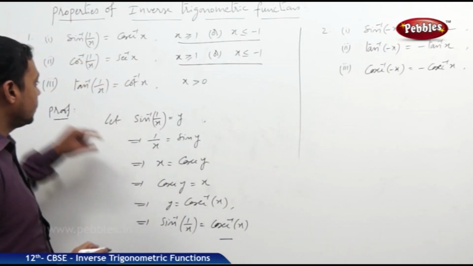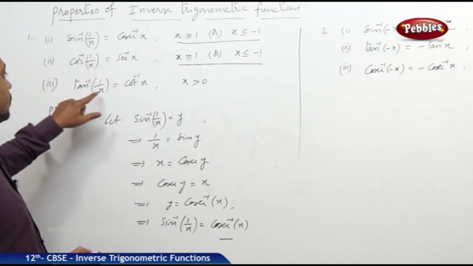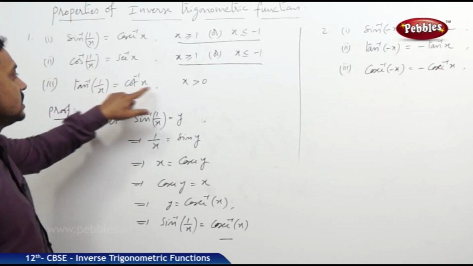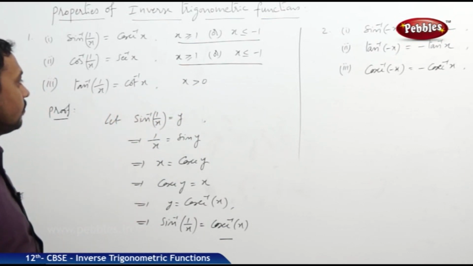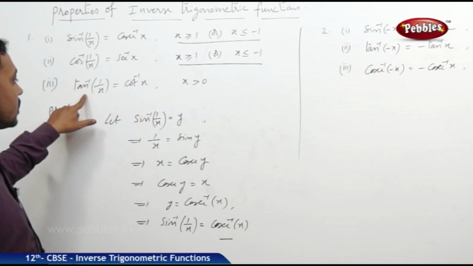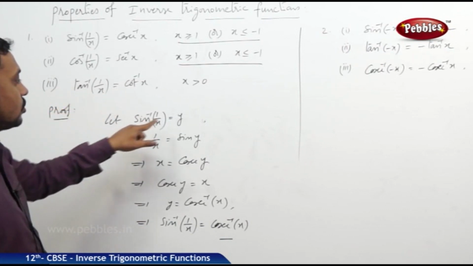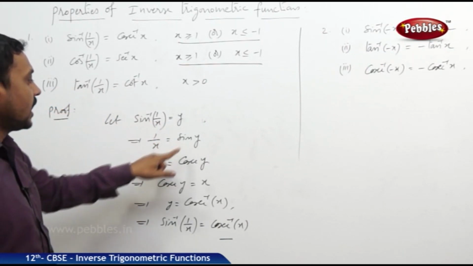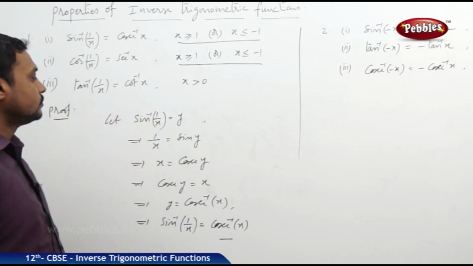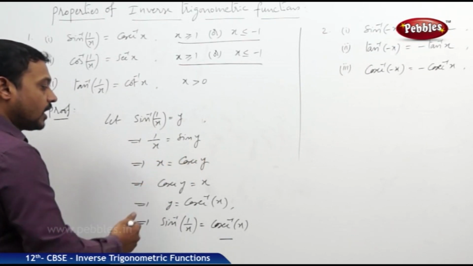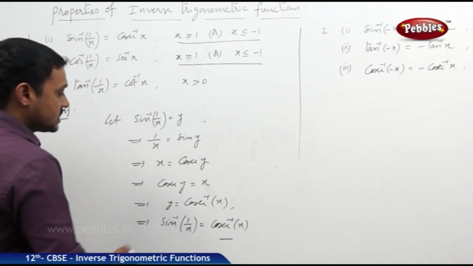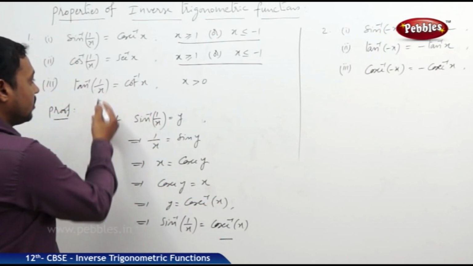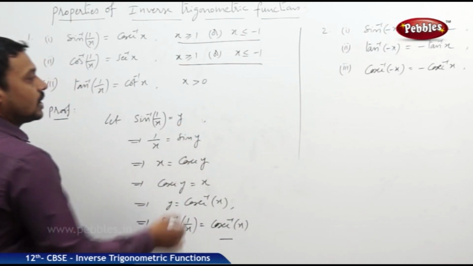In the same way, the third statement, tan inverse of 1 by x is equal to cot inverse x when x is greater than 0, can be proved. Consider tan inverse 1 by x is equal to some y, so 1 by x is equal to tan y. While taking the reciprocal, x is equal to cot y, so y is equal to cot inverse x. Therefore, tan inverse of 1 by x is equal to cot inverse x.